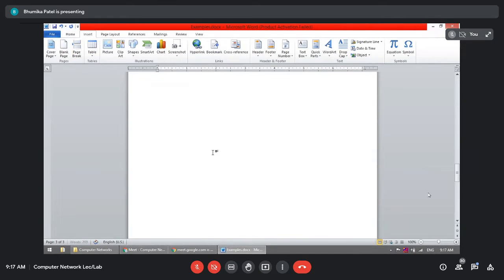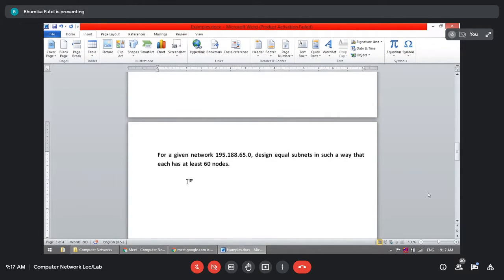Okay, next is: for a given network 195.188.65.0, design the equal subnets in such a way that each has at least 60 nodes.